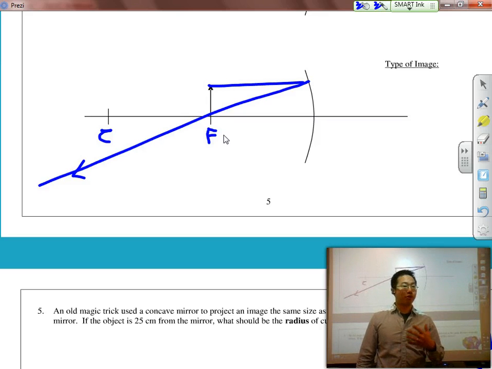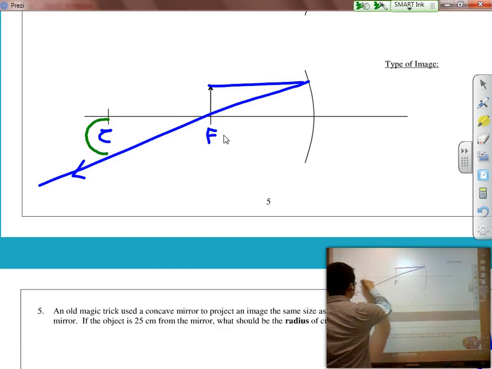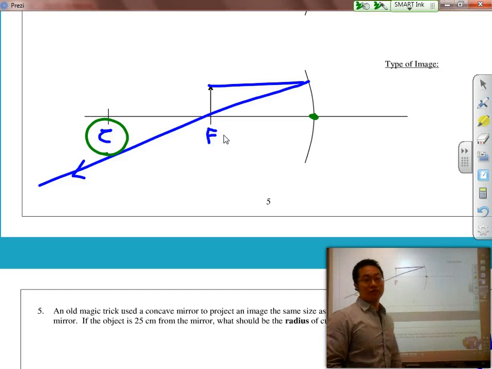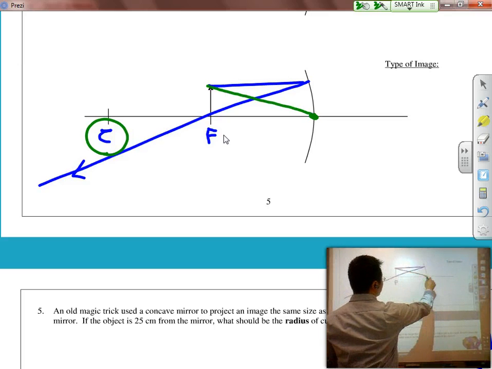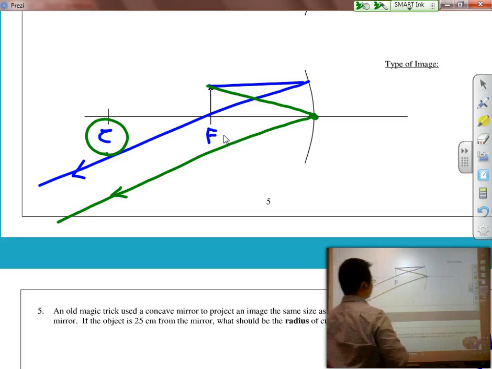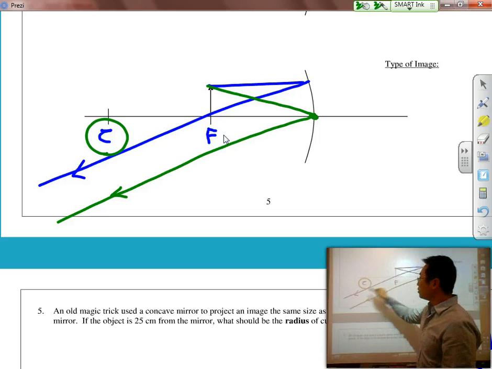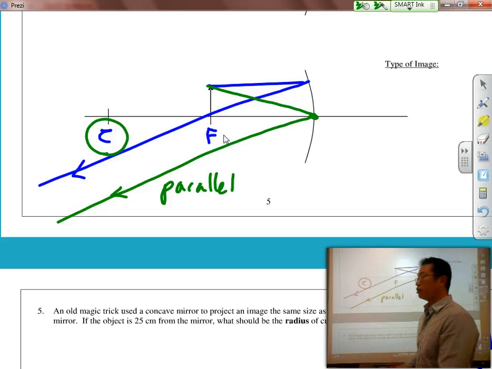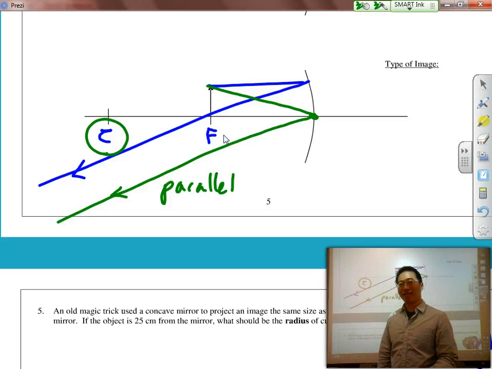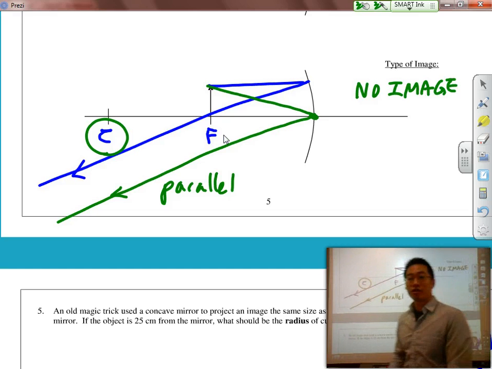And the check line could be either through the center, C, or it could be drawing to the center of the mirror itself. Either one's fine. In this case, I draw to the center, and then it's going to reflect back at the exact same angle. But note what's happening when it actually reflects. Are these two lines ever going to meet? In this case, they are parallel to each other, so the answer is no, they're not. And if they don't meet, that means that no image is actually created.